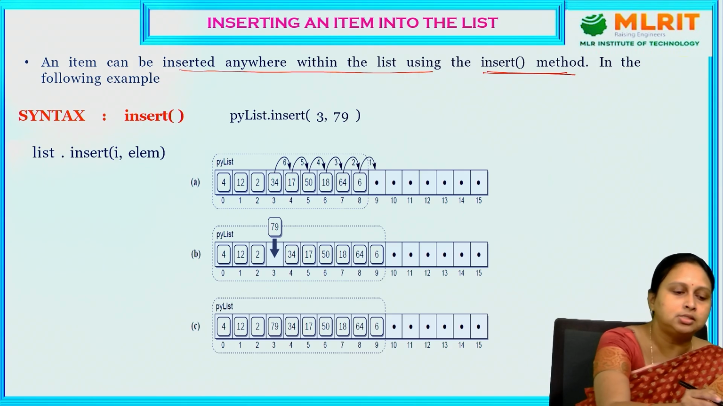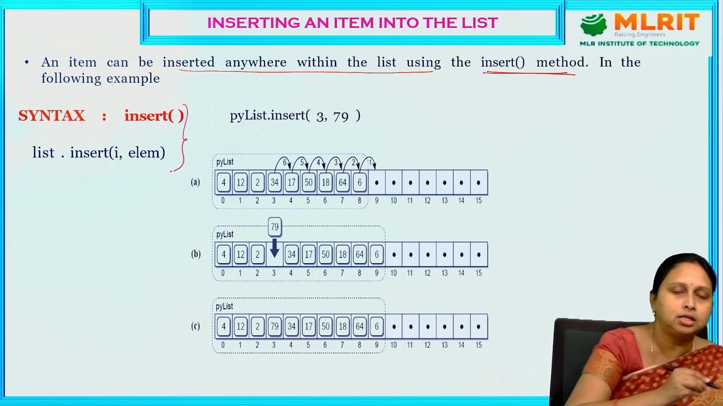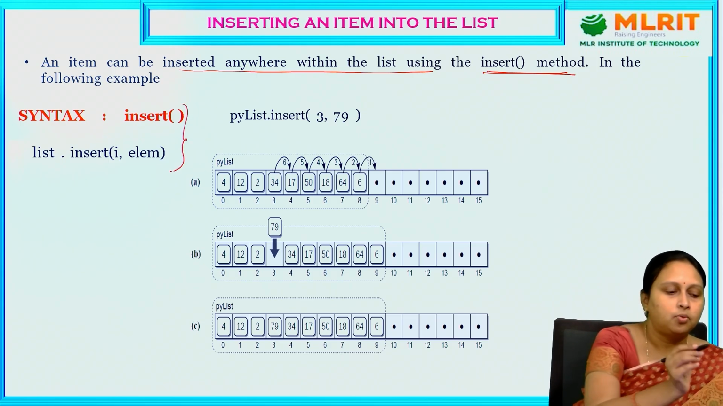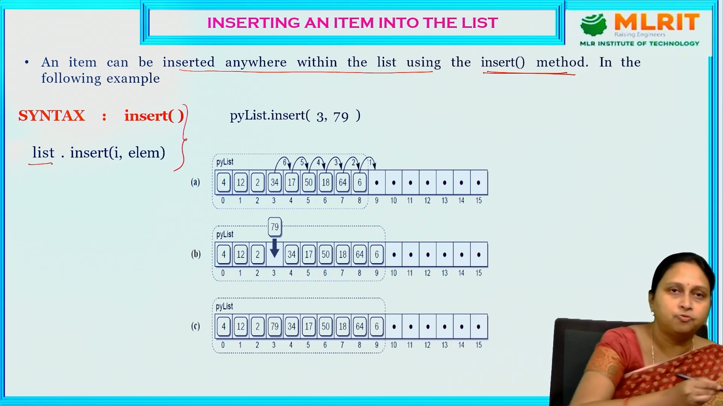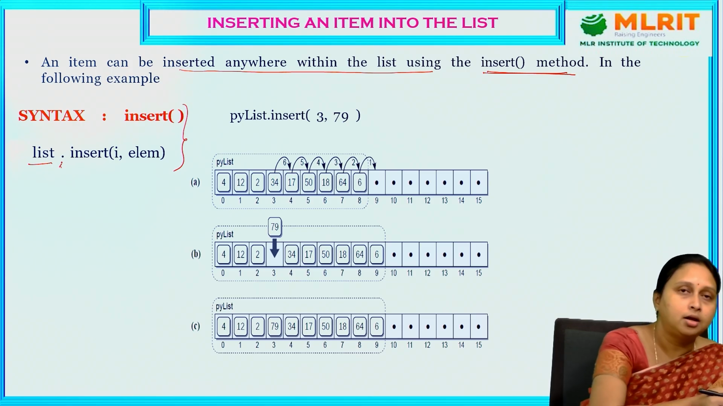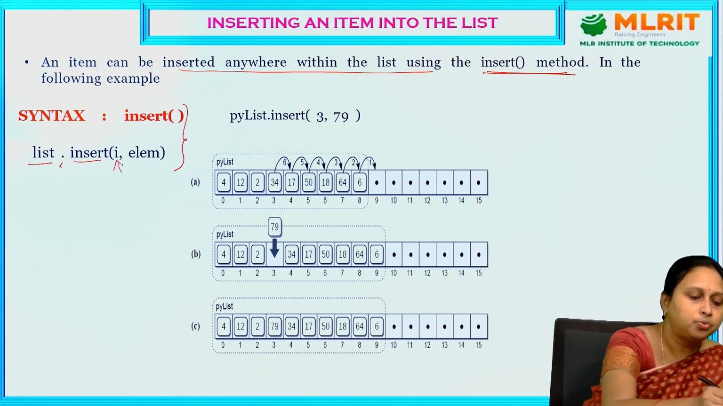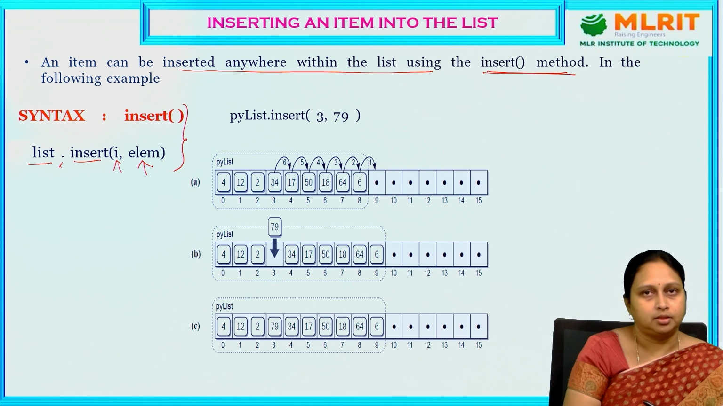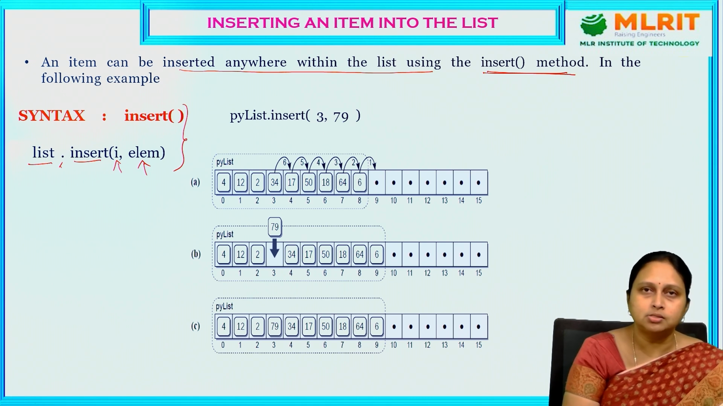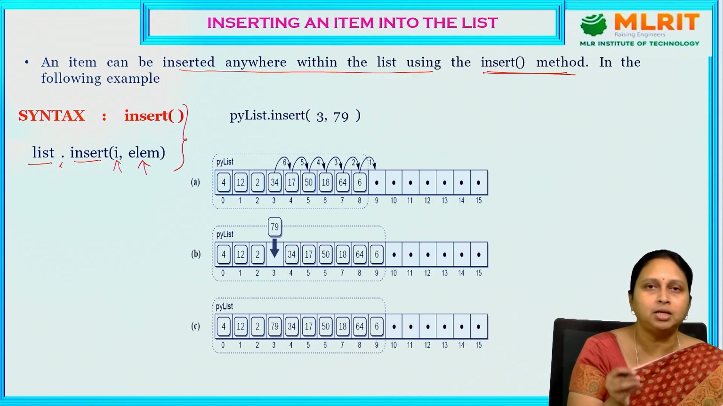Consider this is the syntax you can use for inserting an element into the list. What is the syntax? The list name followed by a dot, and then the method name or function name, in which you give the position where you want to insert and what element is to be inserted. Based on that, at that particular index it is going to be inserted.